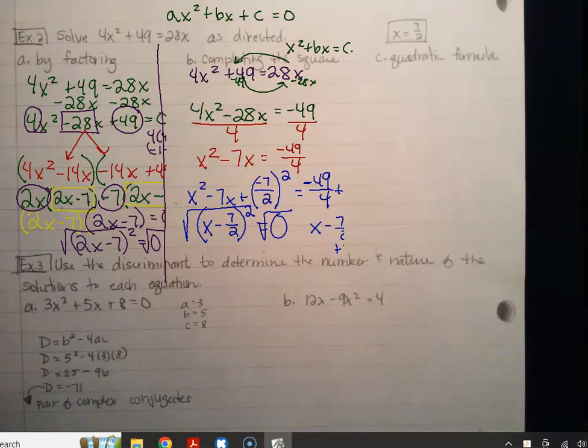All right, the last one is using the quadratic formula. So I'm going to save us some time and go ahead and write it as 4x squared minus 28x plus 49 equals 0, because we already did that step over here in A. That way we can go ahead and identify our a equals 4, our b is negative 28, and our c is 49. Because we need that quadratic formula.